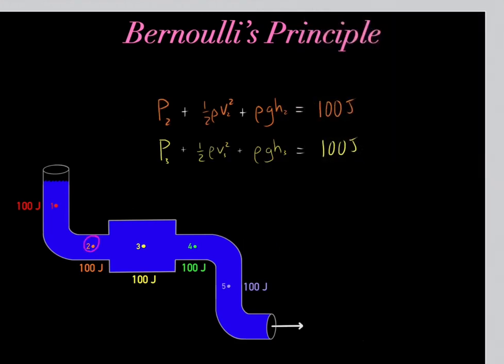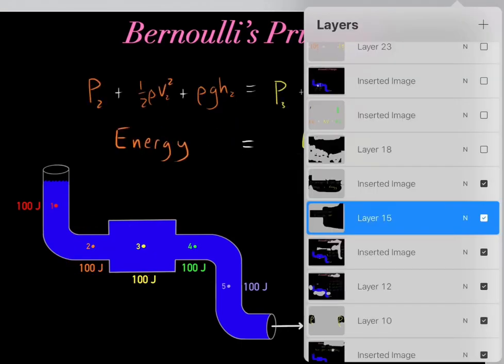So therefore, if we were to compare these 2 points, this point 2 and this point 3, we know they would both have the same amount of energy. This is simply conservation of energy.